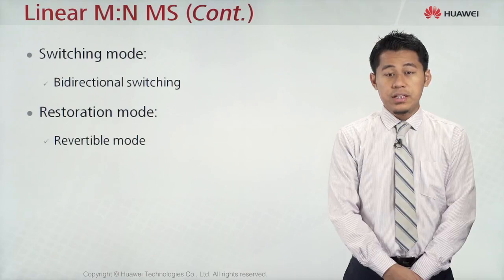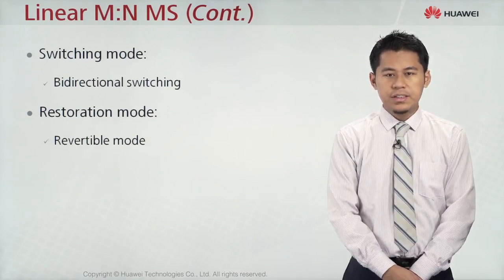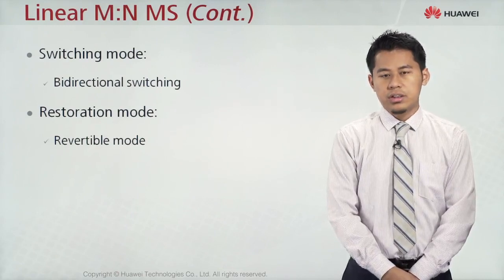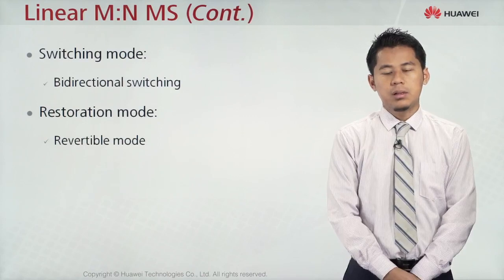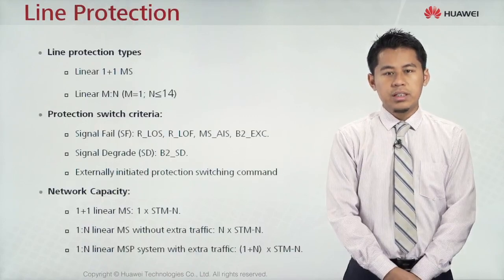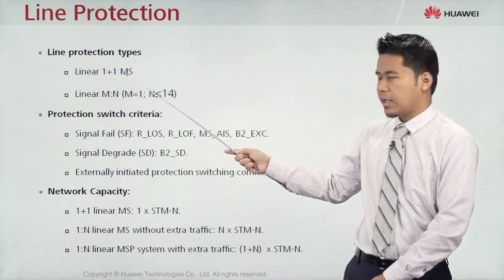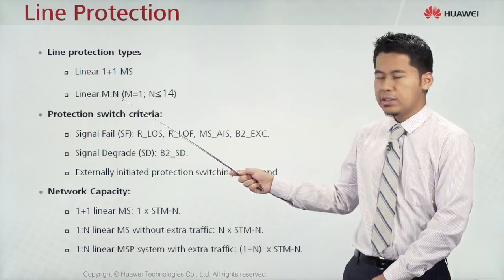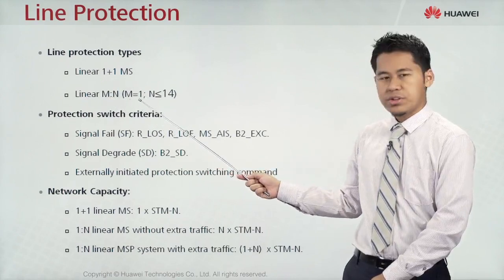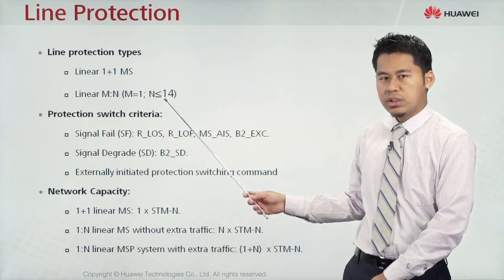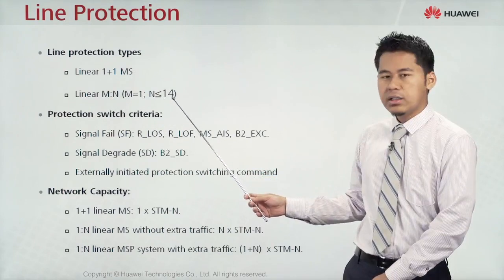Now let's go through the linear M to N MS. As you can see here, this is the switching mode, which you apply for bidirectional switching. And for the restoration mode, of course, there's just one, which is the revertive mode. The next one is the linear protection available here. We can see the linear protection types, which are linear 1 plus 1 MS, and also linear M to N, where M refers to 1, which is the protection, and N refers to the working channels. How many working channels you apply is below 14.